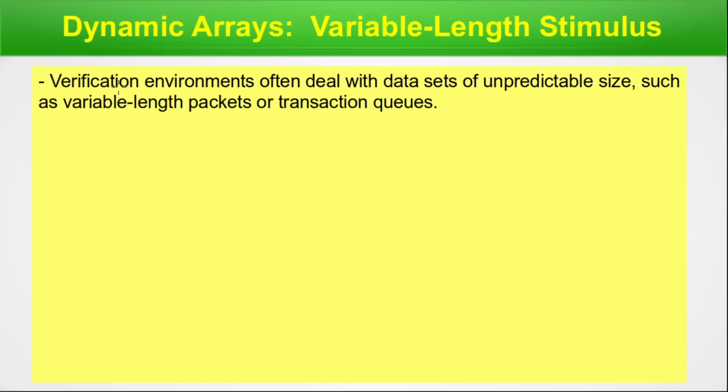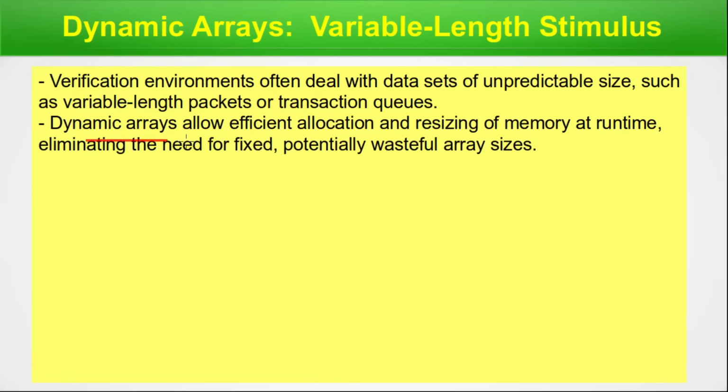The verification environments often deal with datasets of unpredictable size such as variable length packets or transaction queues. Because it's real-world verification, we will have random generation of the data, and hence we will get such kind of packets. Next, dynamic arrays allow efficient allocation and resizing of memory at runtime, eliminating the need of fixed and potentially wasteful array size. This is one of the key concepts that have been borrowed from the programming language.